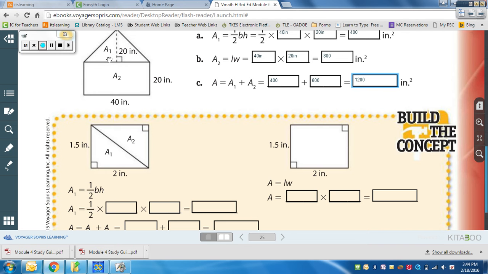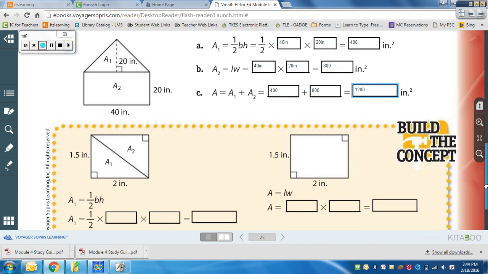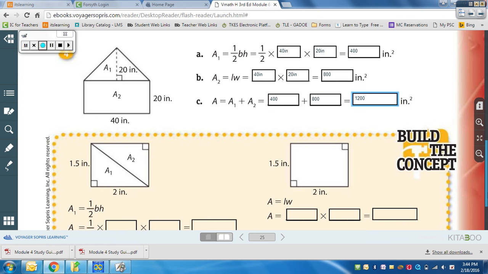It's a figure that combines figures that we know how to find the area of. In this case, it's a triangle and a rectangle combined. We find the area of the rectangle and the area of the triangle. We add those together. Our total area is 1,200 inches squared. So now let's go on down to the build the concept.